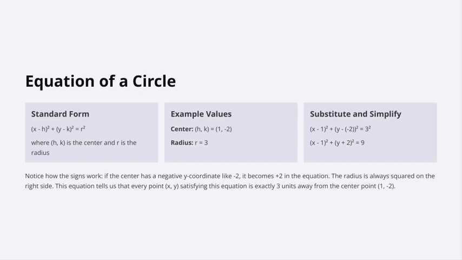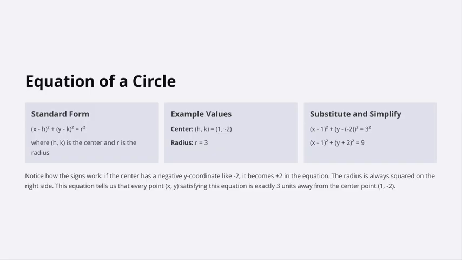Now let's consider an example. Suppose our center is at (1, -2) and the radius is 3. When we substitute these values into the formula, we get (x - 1)² + (y - (-2))² = 3². Simplifying the second term, that becomes (x - 1)² + (y + 2)² = 9.